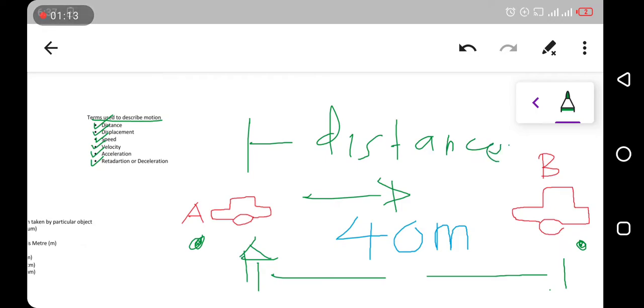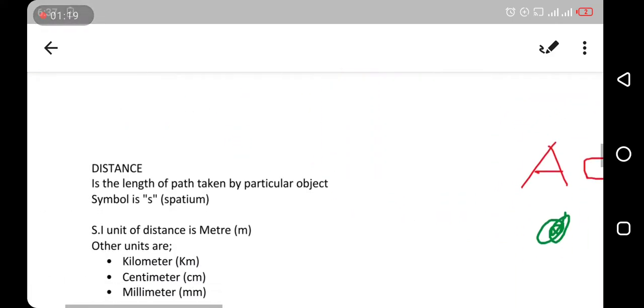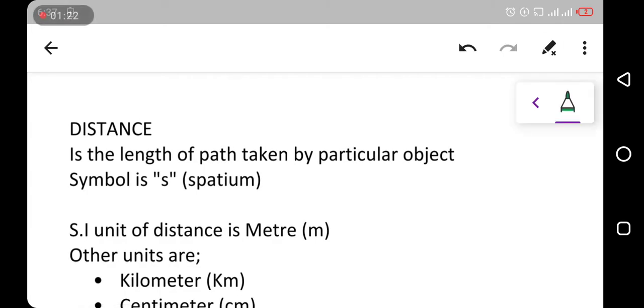By formal definition, what is distance? The distance is the length of the path taken by a particular object. In our example, the car moves from point A to point B, so the path taken from point A to point B we call the distance. The symbol of distance is small letter s, which comes from the Latin word spatium.